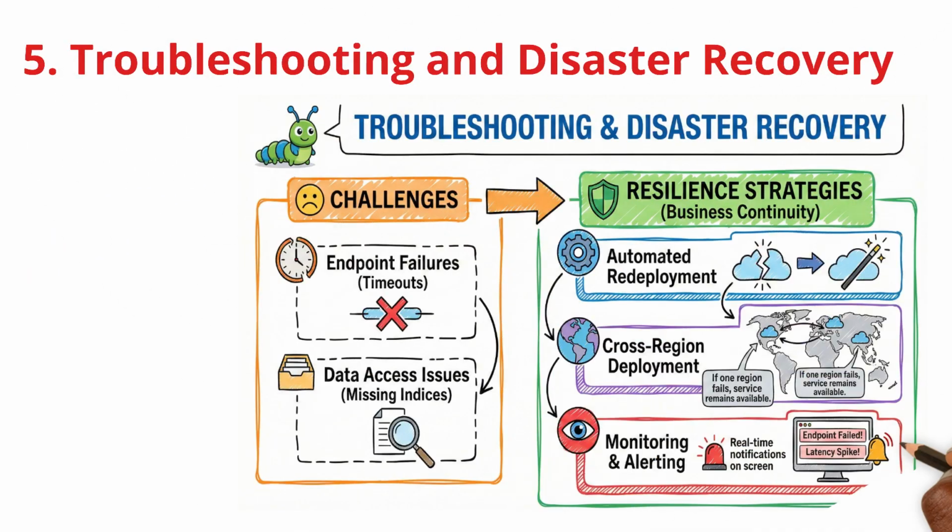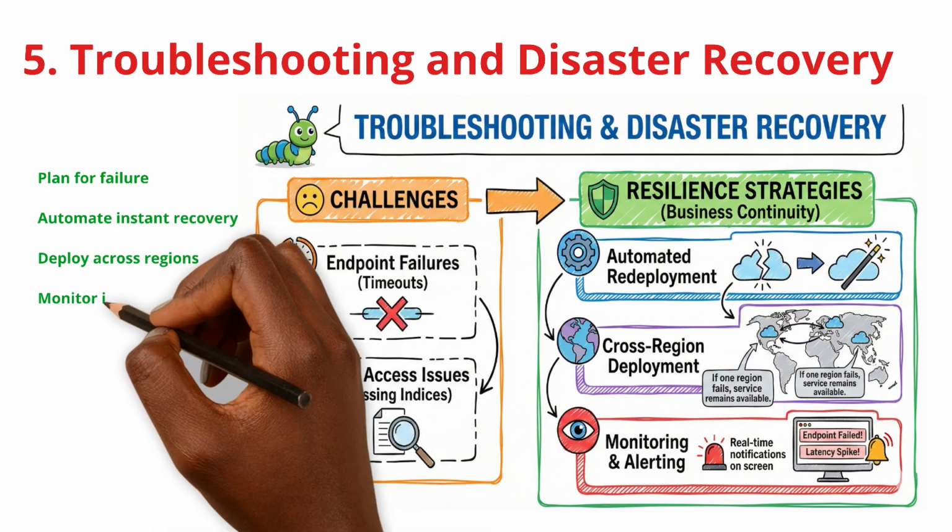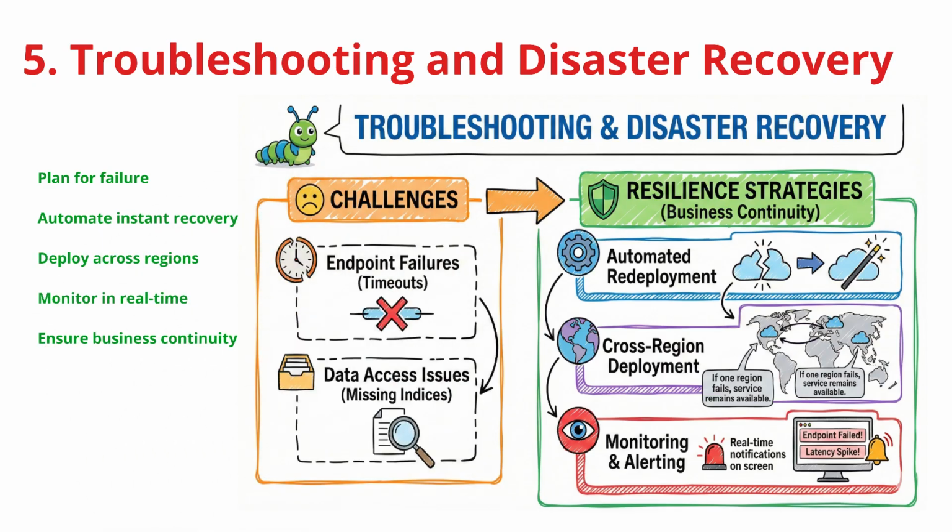Even the most robust AI systems can face significant challenges. On the left side of our whiteboard, we see 2 common culprits. First are endpoint failures, represented by the broken connection and clock, where requests simply time out. Below that are data access issues, like missing indices, which is like trying to find a specific document in an empty filing cabinet. However, we can overcome these with the resilient strategy shown on the right to ensure business continuity.